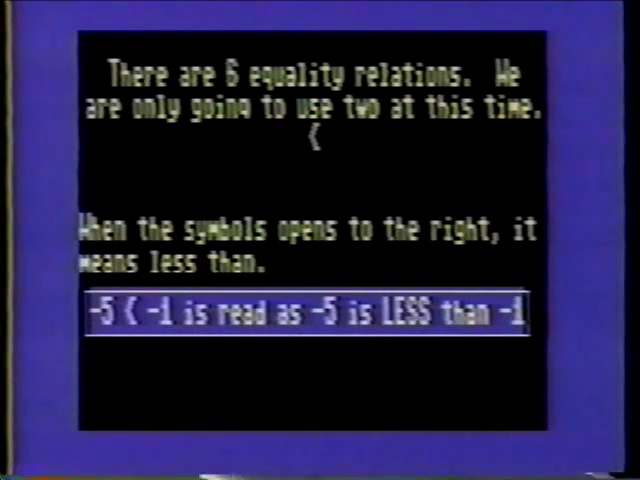When the symbol opens to the right, it means less than. It is read as -5 is less than -1.